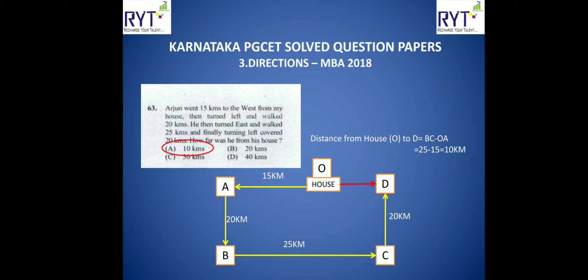So if you observe carefully, OD is nothing but total distance of BC, 25 kilometers, minus AO or OA. This will give you the distance from the house to D, that is 10 kilometers, which is option A.